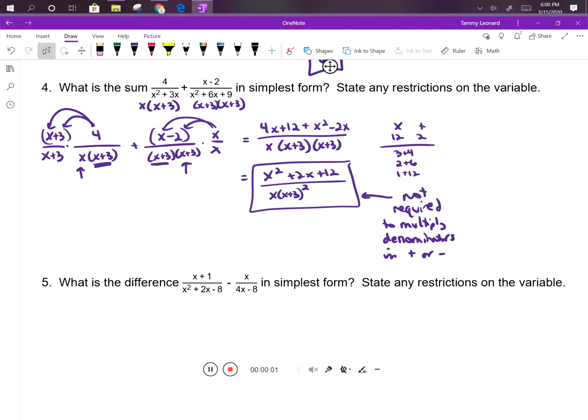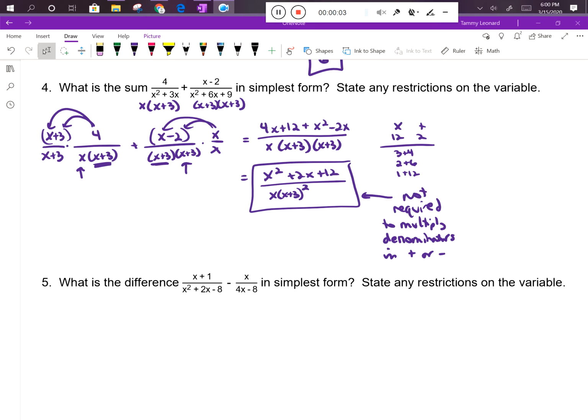Before I go on to problem number 5, I need to state the restrictions on the variables for problem number 4, because I forgot to do that before I ended the last video. Restrictions on the variables are just things that x can never be, things that would make the denominator equal to 0. So if you go through each of the denominators you've seen, basically looking at your LCM, x cannot equal 0 or -3. So we only have 2 restrictions on our variables.